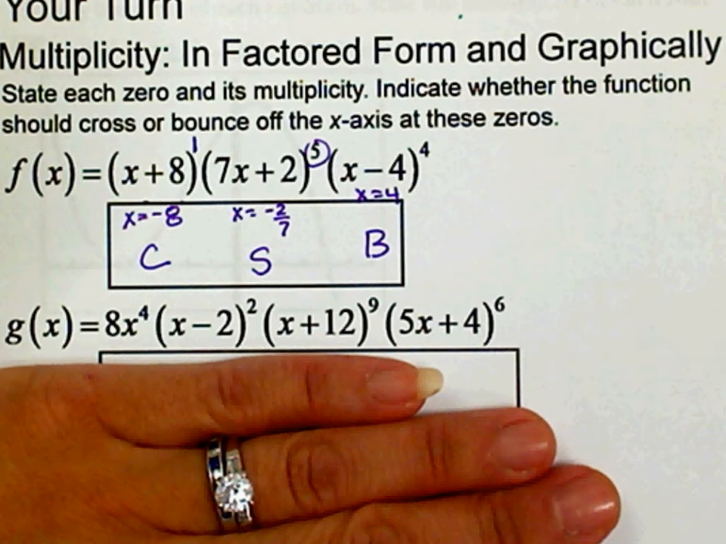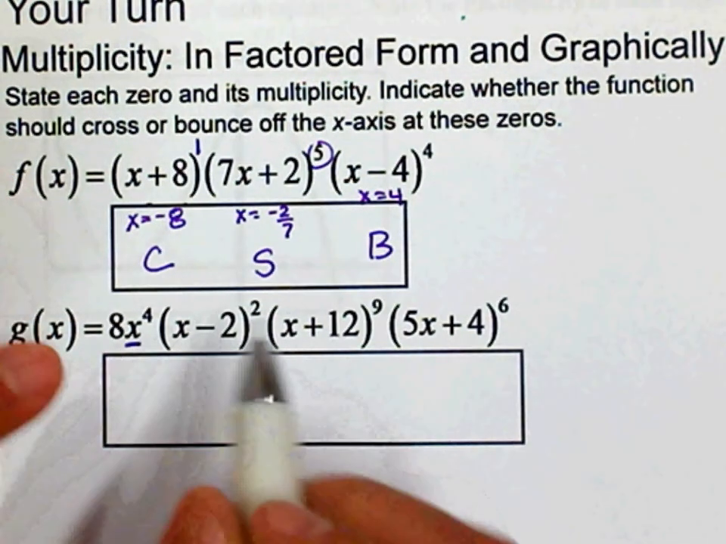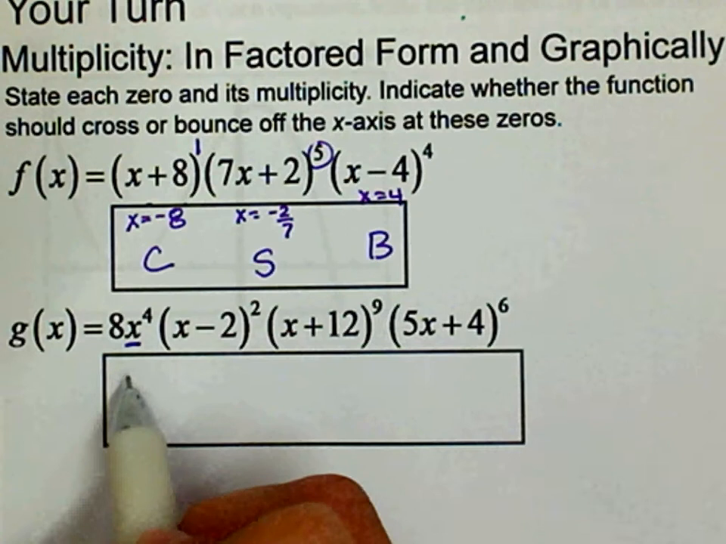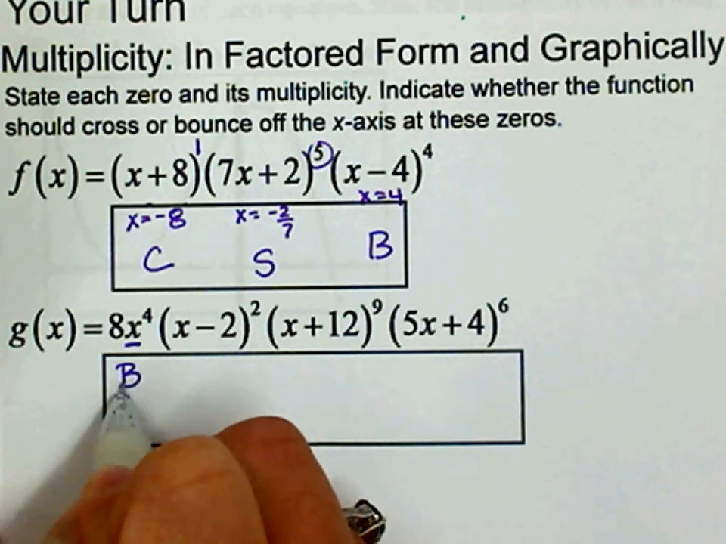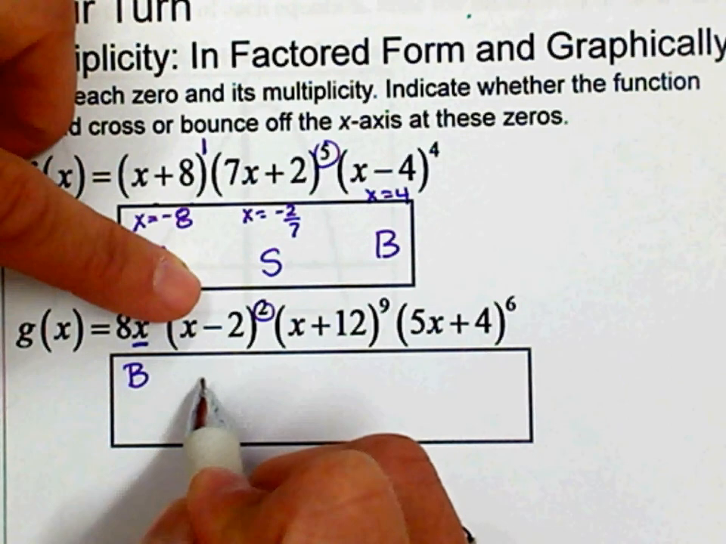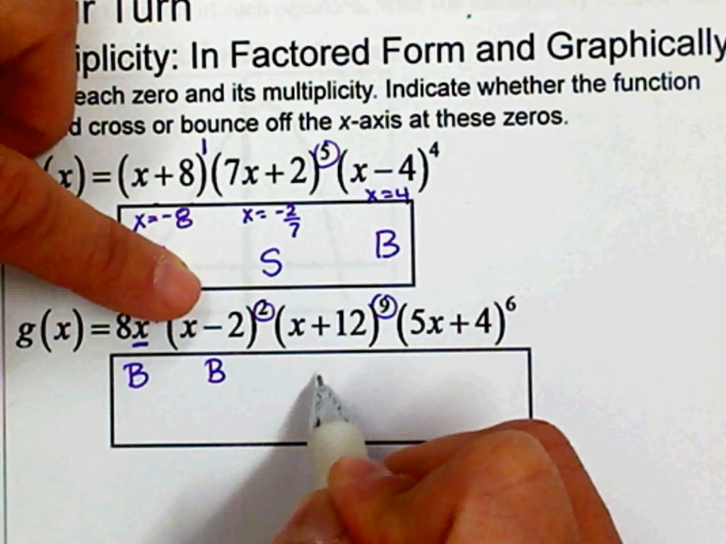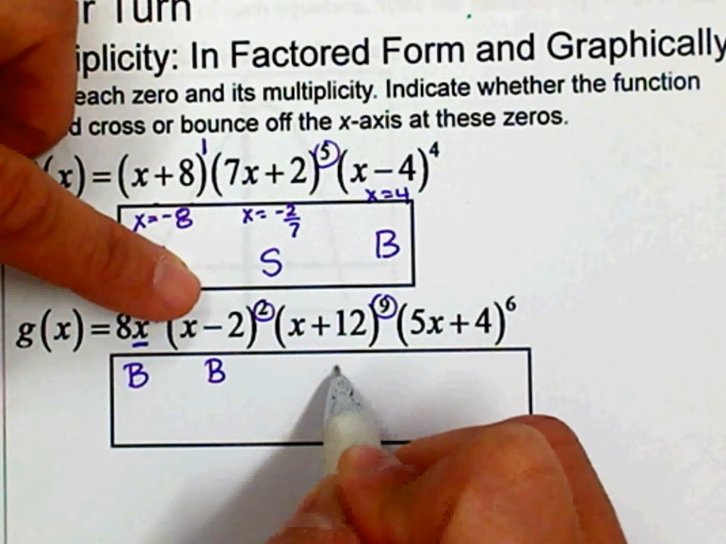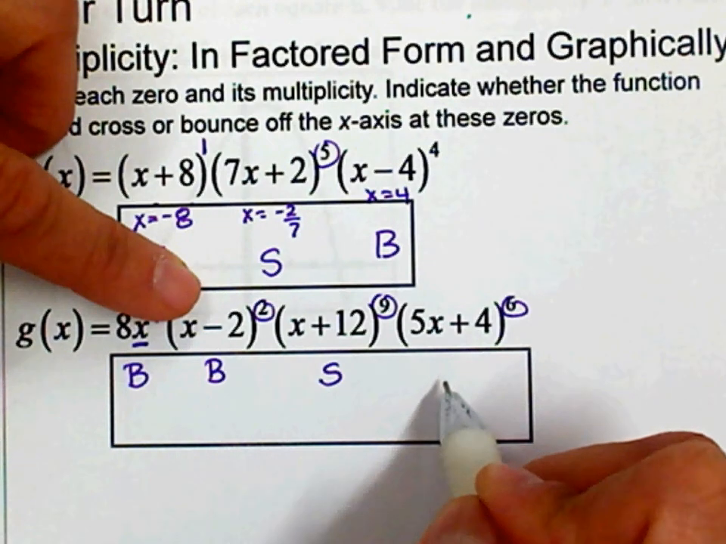All right, guys, take a look. This one has a variable. It's to the 4th power. Cut, slide, or bounce? Bounce. Next factor form, 2. Cut, slide, or bounce? Bounce. Next one, cut, slide, or bounce? Slide. Next factor form, cut, slide, or bounce? Bounce. All right, do you guys see that?